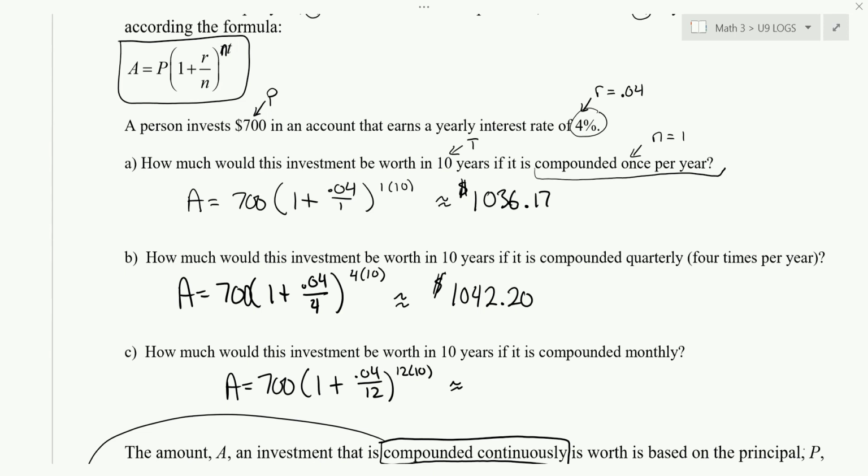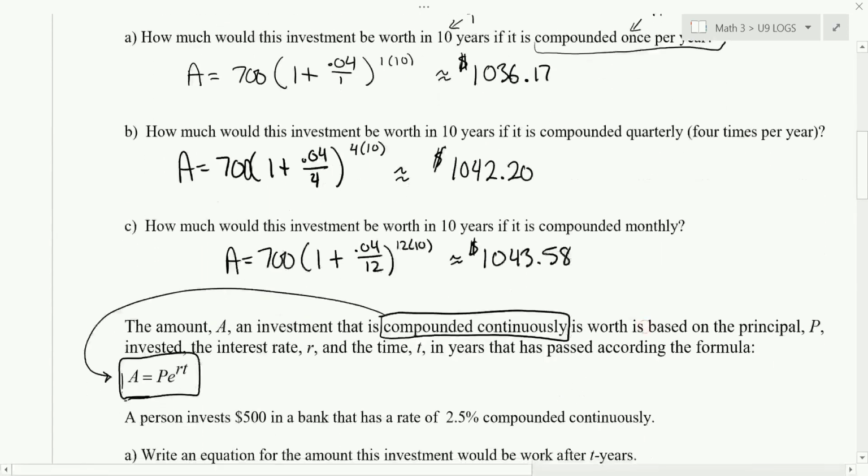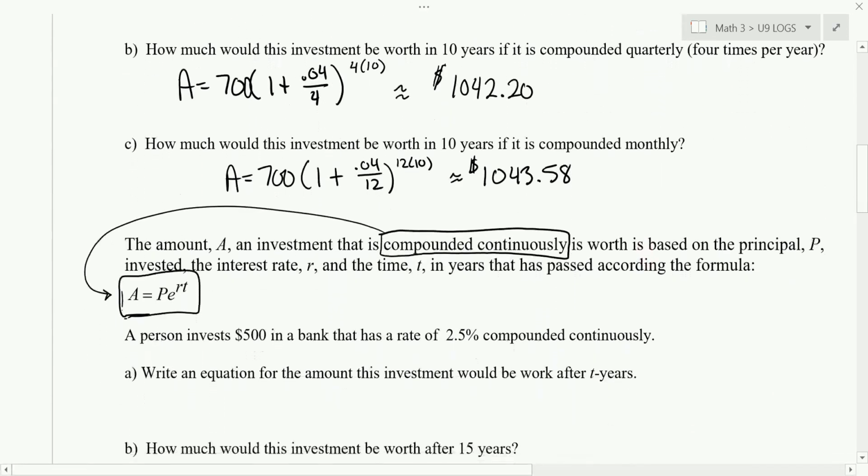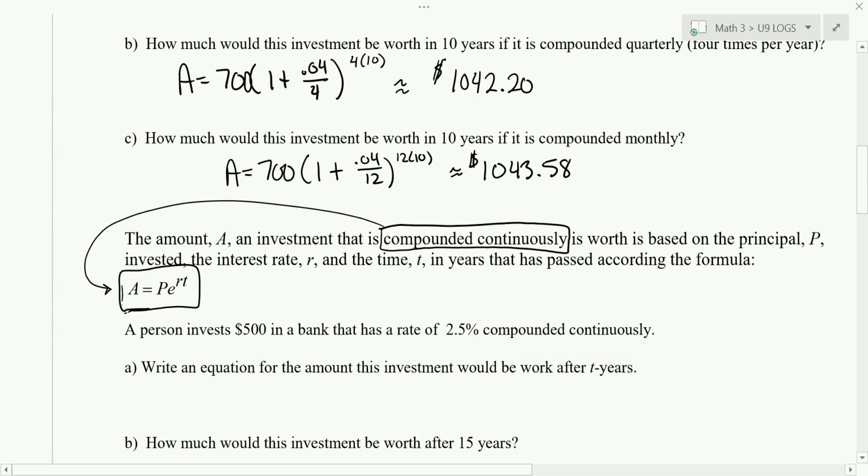So here we get $1,043.58. Okay. So compounded quarterly versus compounded monthly, you make $1 and something more, right? It's not a big difference, but it will always be more the more times you compound it. Okay. So we're just getting used to that formula. So I'm going to pause. I want you guys to work ahead and try.